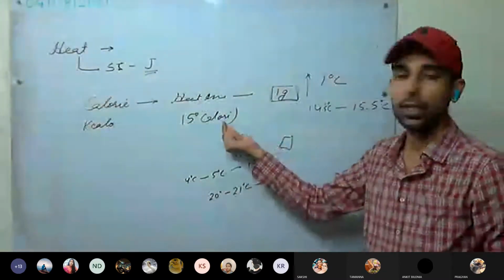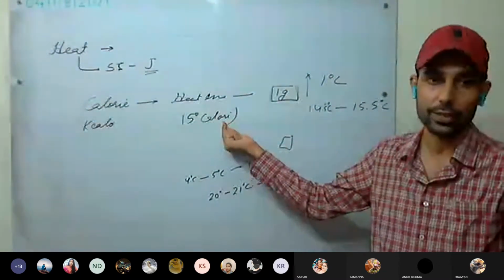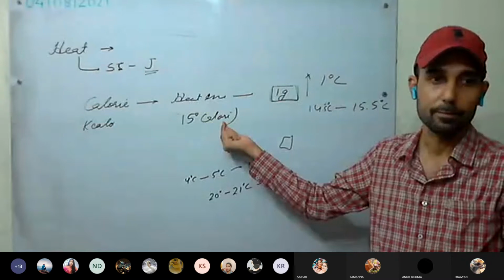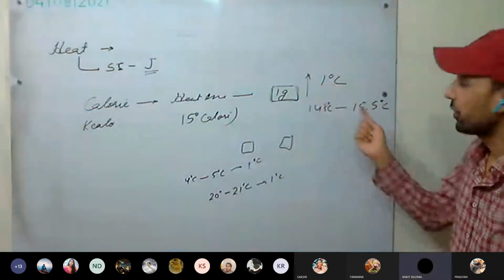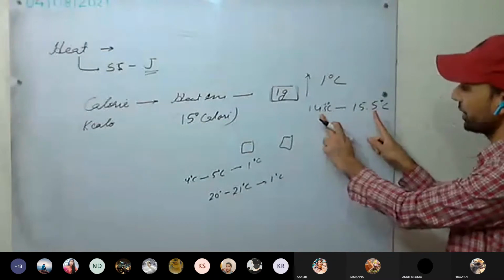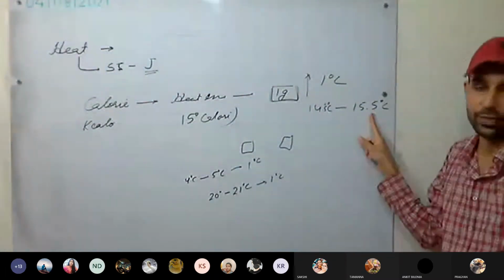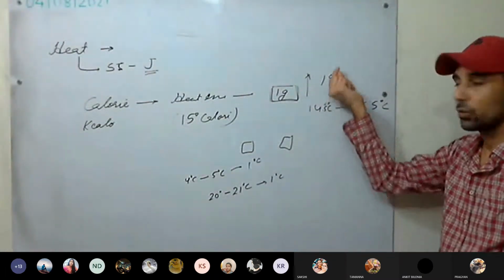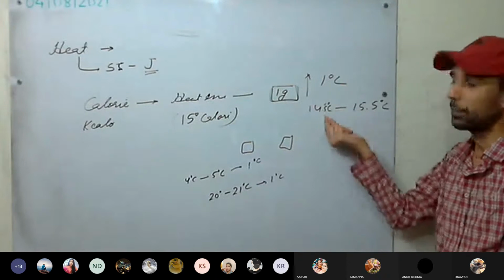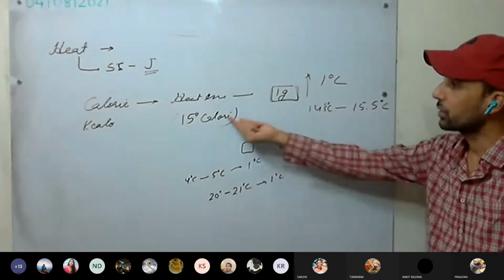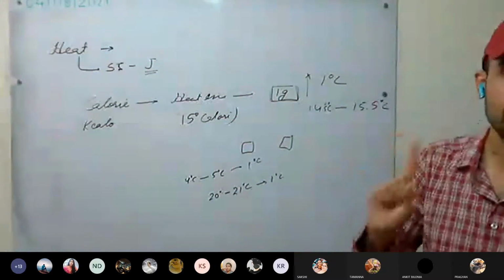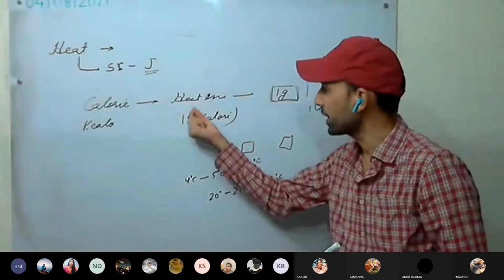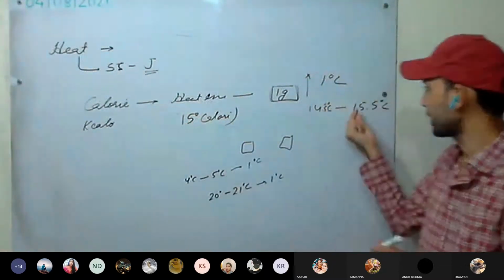So this definition is called the 15 degree calorie. This time, instead of 1 degree Celsius, we have specified that we are raising from 14.5 degrees Celsius to 15.5 degrees Celsius. Raising through 1 degree Celsius only, but at a specific temperature. This is called the 15 degree calorie definition. It's the definition of 1 calorie only, but we specifically say that at this temperature, the average is this.